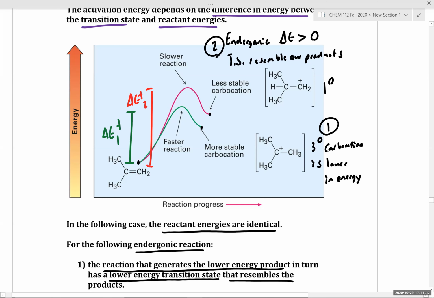Since the tertiary carbocation product is lower in energy, the transition state to make that tertiary carbocation would be lower in energy, and as a result, because the activation energy for this green reaction pathway is lower, this green reaction pathway is preferred, and the tertiary carbocation intermediate is preferentially formed. Does that idea make sense to everyone? Does that argument make sense?